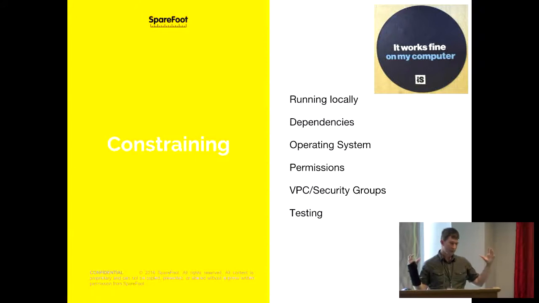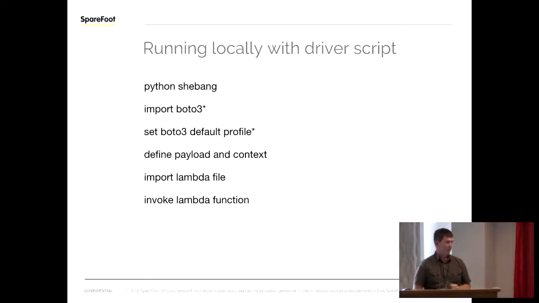Okay, so now we're going to take what we know about Lambda, package it up, and get it ready for Docker so we can run it locally, and we can run it in CI and have the same thing happen in both places and be enterprise ready to run our application. So we're going to just cover how to make a driver script to run it locally.